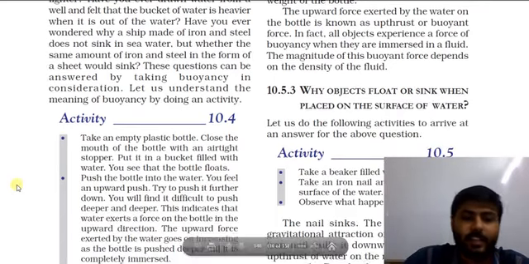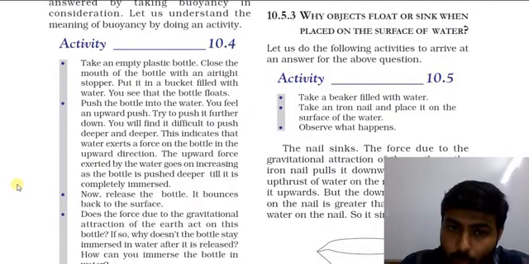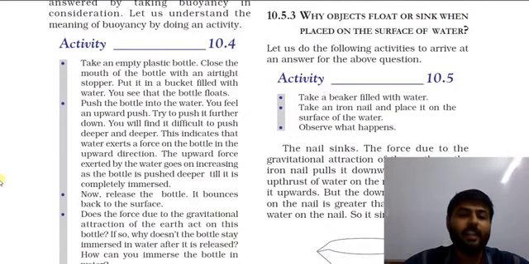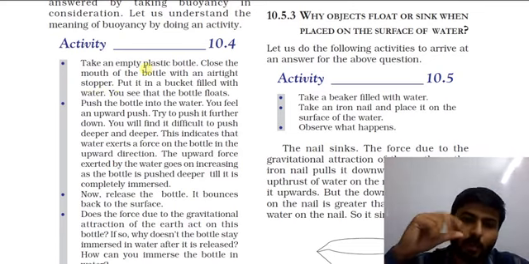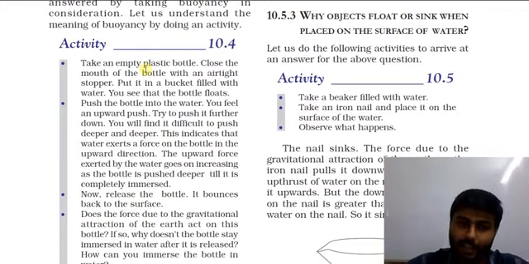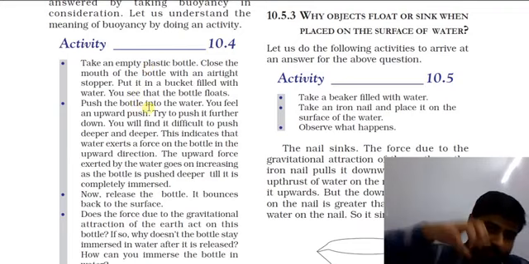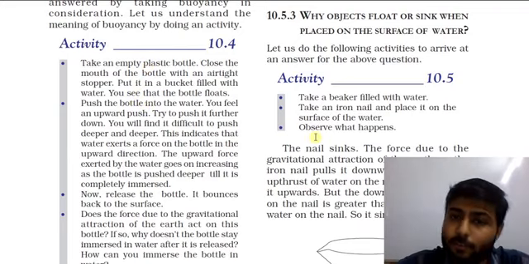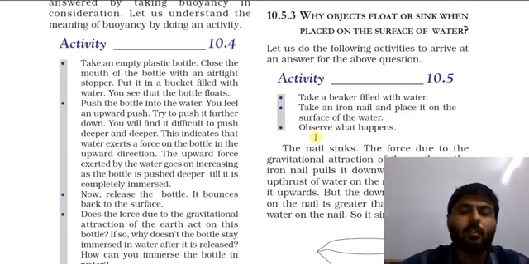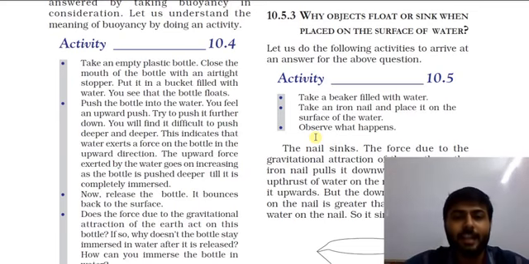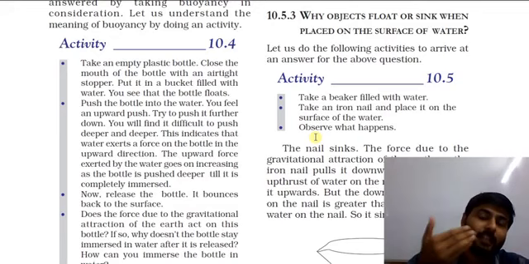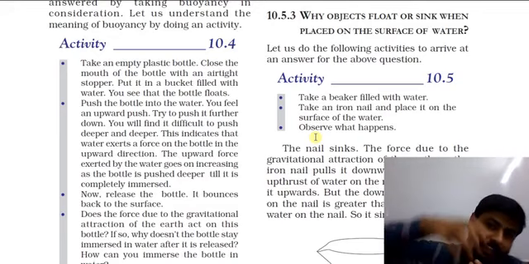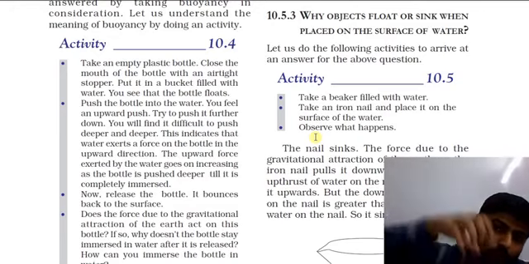After that we saw activity number 10.4. In that activity we take one empty plastic bottle, close its mouth with a tight cap or stopper, and try to push this bottle into a bucket full of water. What will happen? We realize that there is a force acting upward, that is, a force acting on our hand while we try to push that bottle.